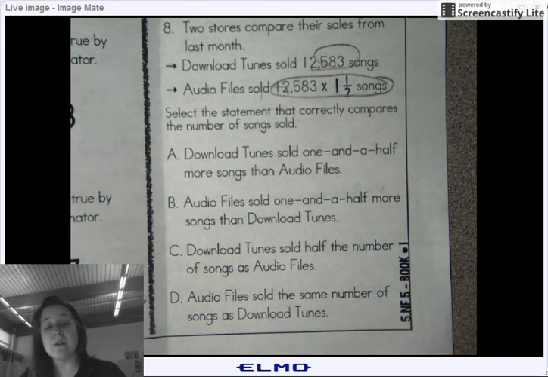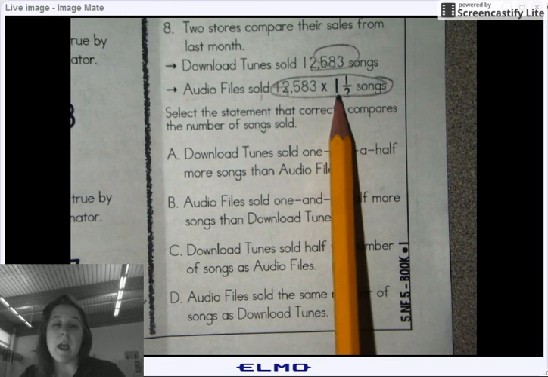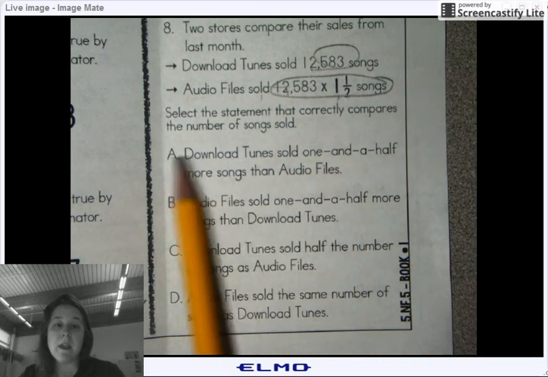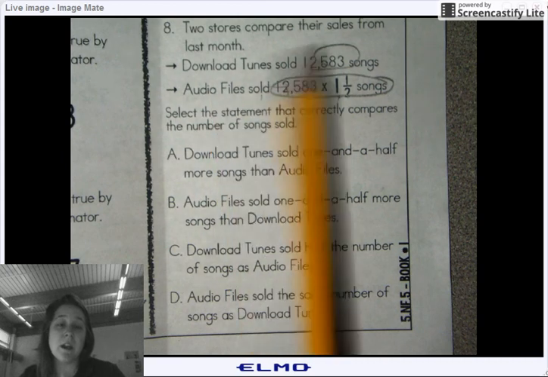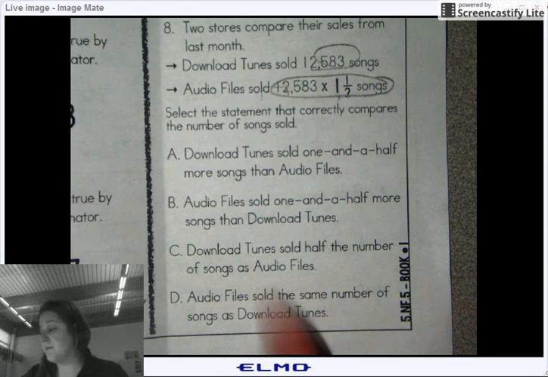Okay, what you should have chosen was the greater than, because this is no longer a fraction, this is an improper, meaning there's more than 1. So now audio files sold more than downloads. So which one says that audio files sold more than downloads? You'll take a moment and read your options, and choose an answer.